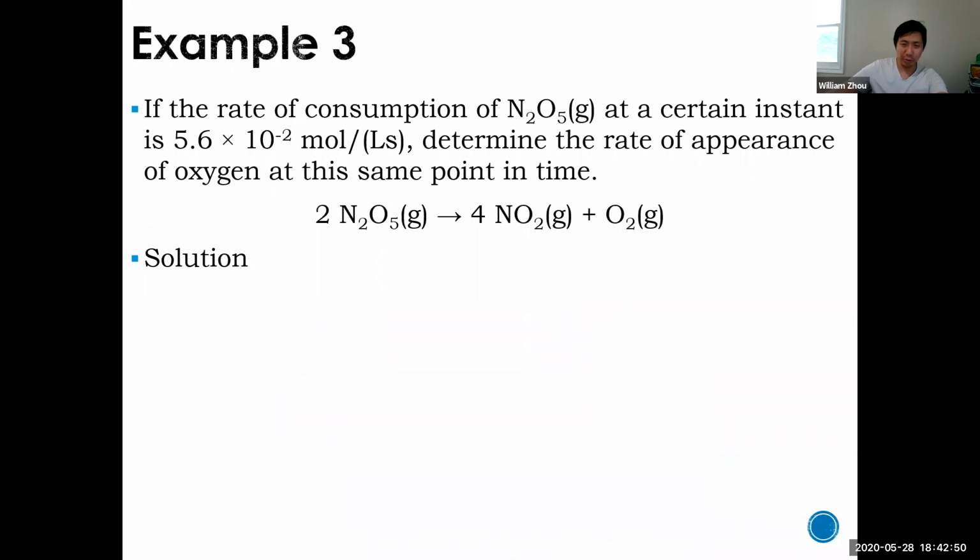All right, so example 3, it gives you one instantaneous rate and asks you to calculate the instantaneous rate for another compound. So you don't need calculus for this. All you have to do is use stoichiometry. If the rate of consumption of N2O5 at a certain instant is 5.6 times 10 to the negative 2 moles per liter second, determine the rate of appearance of oxygen at the same time. And so you know the rate of disappearance of N2O5. What is the rate of appearance of oxygen? How would you do something like that?